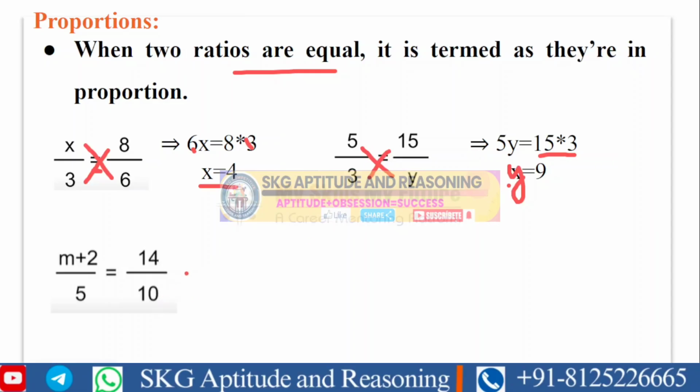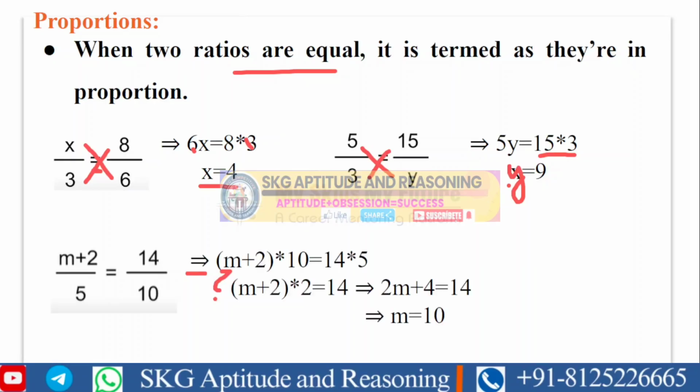Now try to take this as your exercise and try to find the value of m here. And I hope you got the answer. Let me say the answer here. We do the same thing, that is, cross multiply the things here. At the end, we'll get the m value as 10.